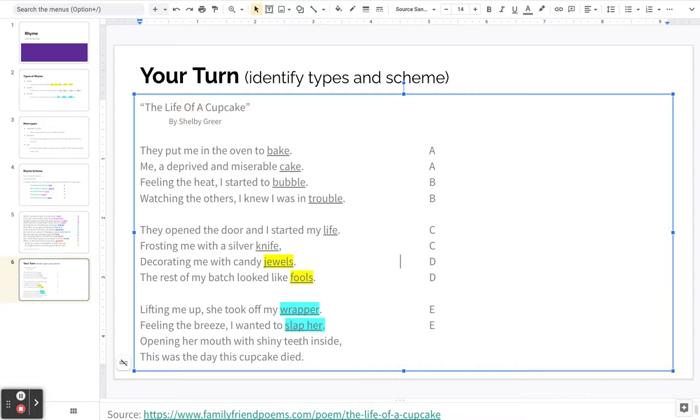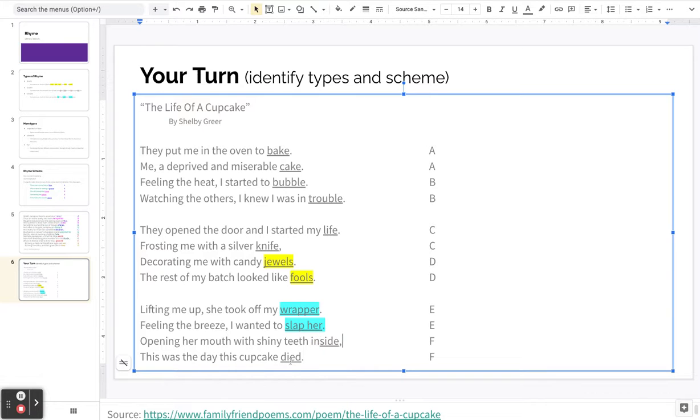There you go. And then opening her mouth with shiny teeth inside. Okay, different rhyme scheme now. Was the day this cupcake died. All right, there we go. Now, again, is this a solid rhyme or is this imperfect? This is actually a solid single rhyme because of the last stress right there. So technically that first part doesn't need to be underlined because it's not really part of the rhyme, is it?